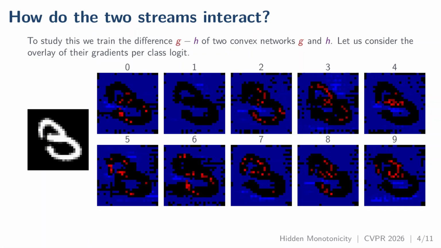The gradients of the negative H part often focus on the missing pixels of a certain class stroke, that is, on the counterfactual evidence, as you can see here, good for logit 8. We conclude that there is a separation of concerns happening. G looks for evidence, while H looks for counter-evidence.